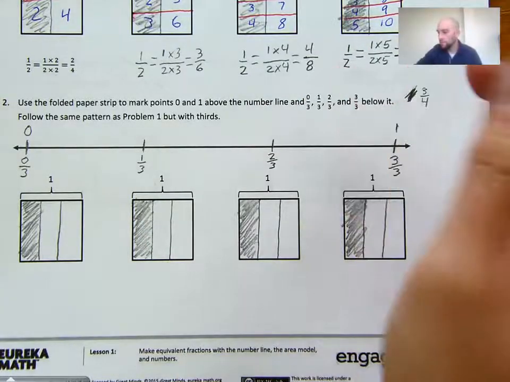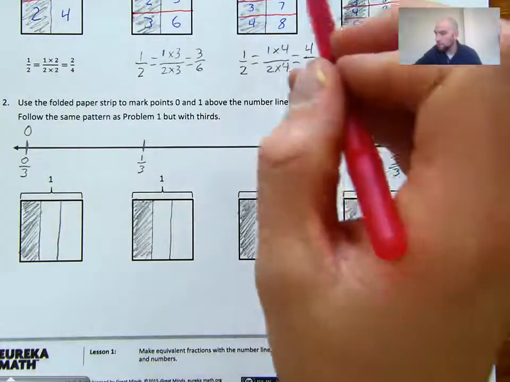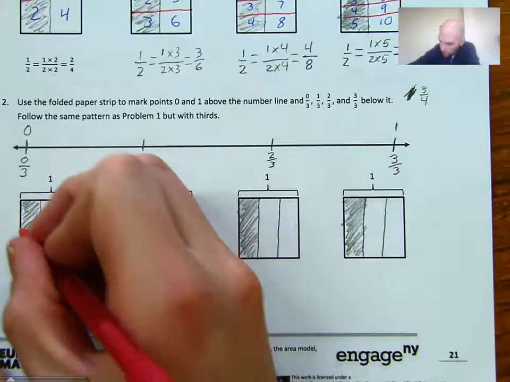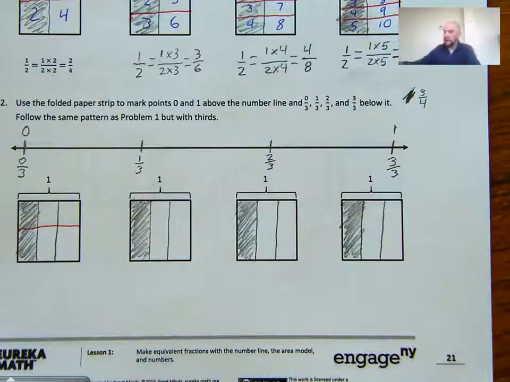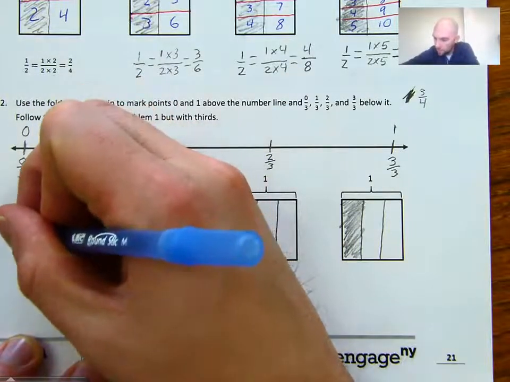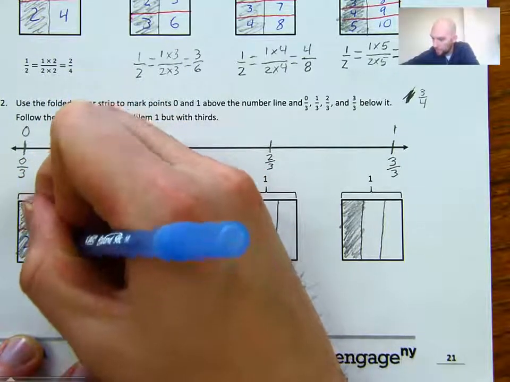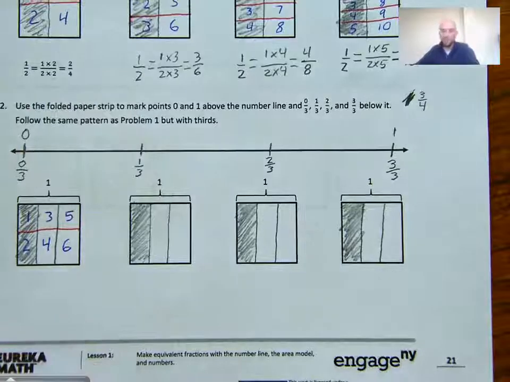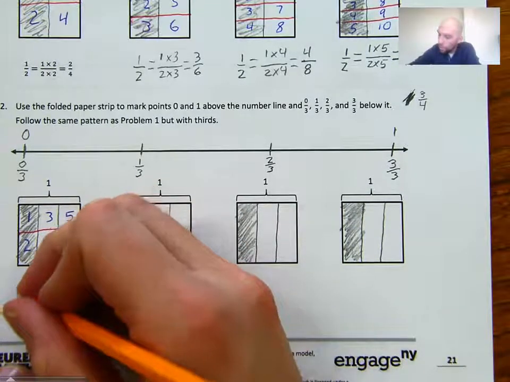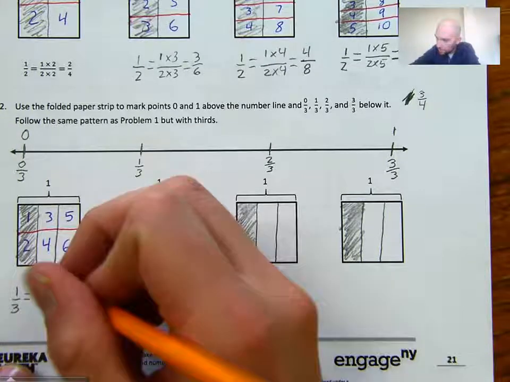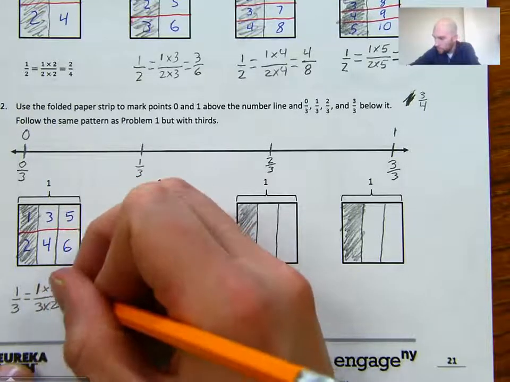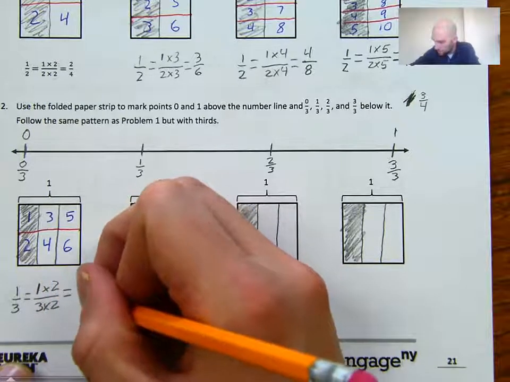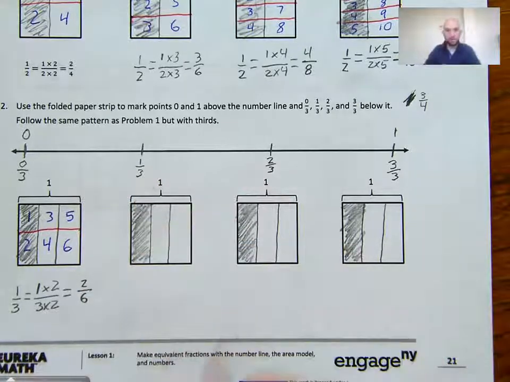So I have to make my 1/3 into 2 parts horizontally. So I'm just going to split it in half this way. Then when I count my pieces, I have 1, 2, 3, 4, 5, 6. I have 6 pieces altogether, and 2 of them are shaded. So 1/3 equals 1 times 2 over 3 times 2 equals 2/6. 1/3 and 2/6 are equivalent.